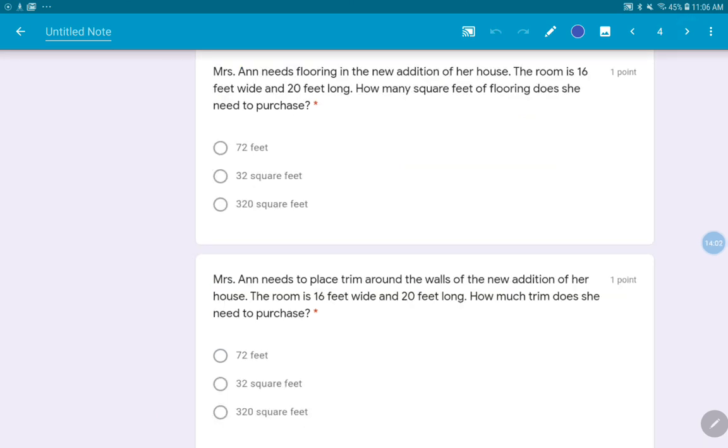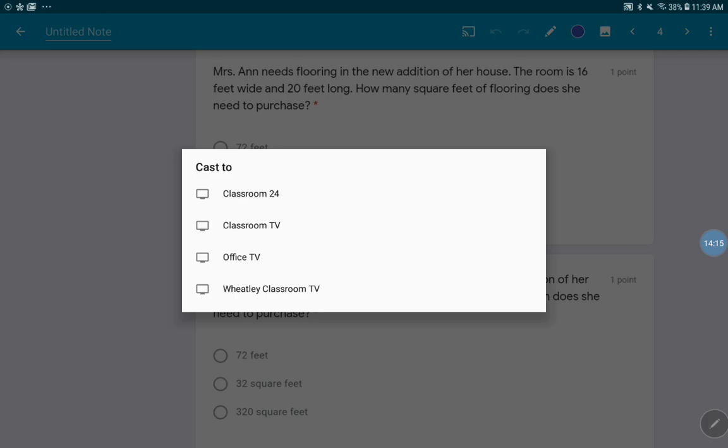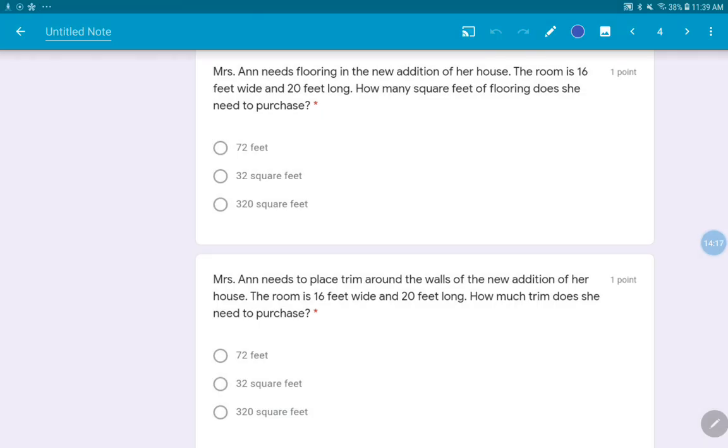All right. Miss Ann needs flooring in the addition of her house. The room is 16 feet wide and 20 feet long. How many square feet of flooring does she need to purchase? All right, so Miss Ann has a new room that she built onto her house. It tells us that the room is 16 feet wide and 20 feet long.